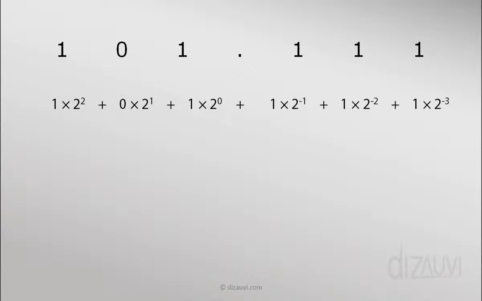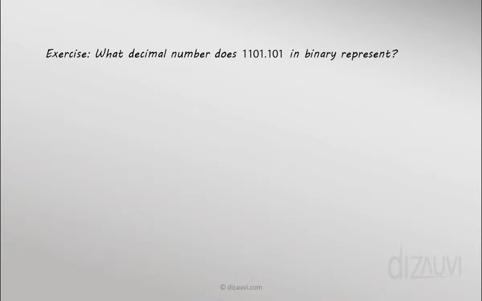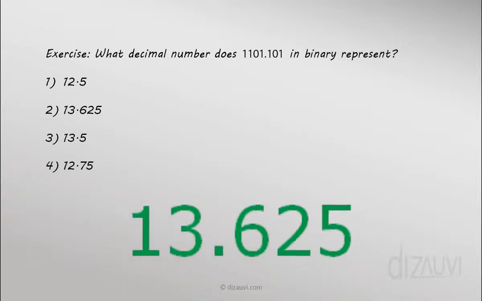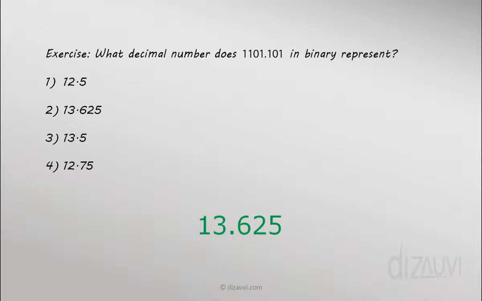Now let's take another example. 101.111 in binary. Now what is this number in decimal? We do the same thing, raise the digits to powers of 2 according to the weight of the position of the digit. So this represents the decimal number 5.875. You may want to pause the video here and try this exercise, just to make sure you are following along. And the answer to this question is 13.625, which is option 2, okay?